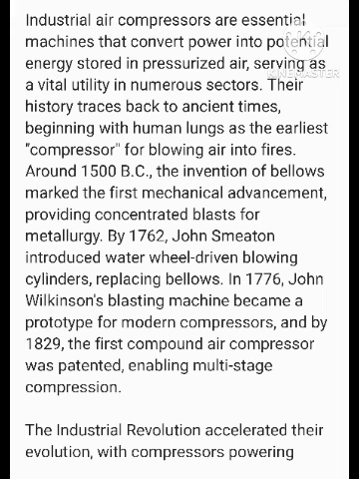Industrial air compressors are essential machines that convert power into potential energy stored in pressurized air, serving as a vital utility in numerous sectors. Their history traces back to ancient times, beginning with human lungs as the earliest compressor for blowing air into fires. Around 1500 BC, the invention of bellows marked the first mechanical advancement, providing concentrated blasts for metallurgy. By 1762, John Smeaton introduced water wheel-driven blowing cylinders, replacing bellows.